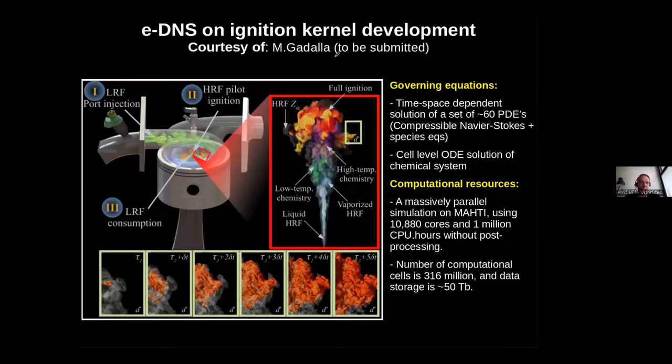Here you still see a nice sketch. This is all work to be submitted, courtesy of Mahmoud Kadalla. Here you have a nice schematic to put this kind of study into some context. You have a piston engine, with compression and an intake port, and you inject the methane into the intake port. And what you have here are these little diesel spray flames, which are supposed to ignite this premixed methane. And what we are now looking at is one of these spray flames over here.